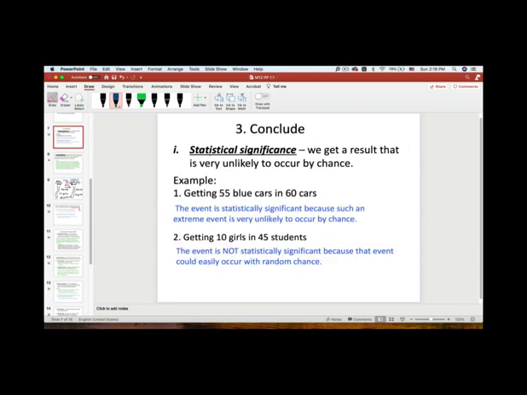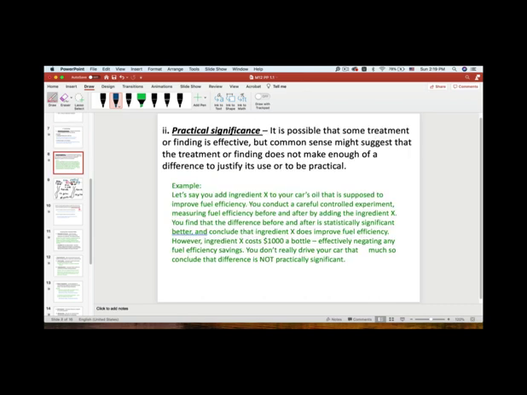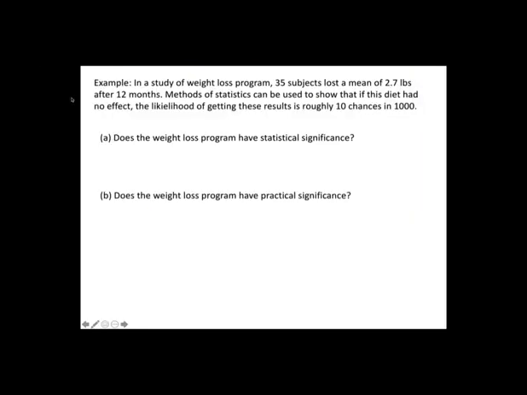So you guys learned two conclusions in here. First one, statistical significance, unlikely to occur by chance. Second one, practical significance. Make sure the treatment or finding is effective first, and then you prove whether it is practical or not practical. Okay, I want you guys to try this example. Think about it. Does this weight loss program have statistical significance or practical significance?